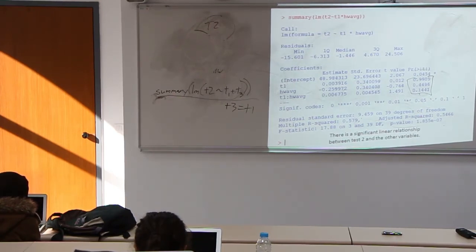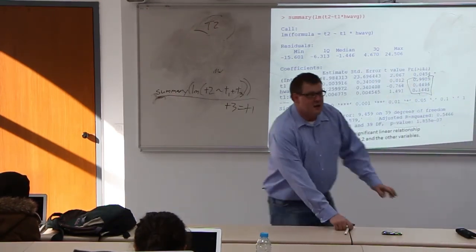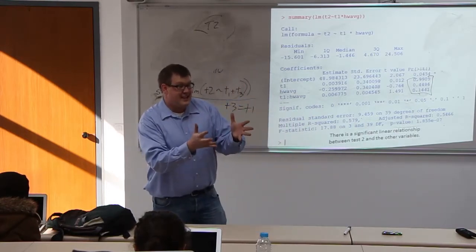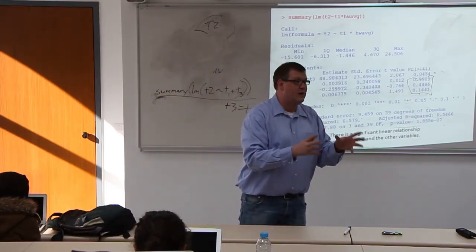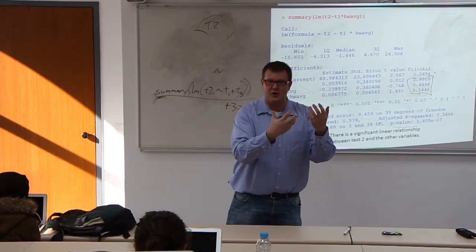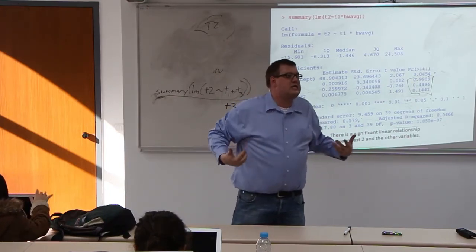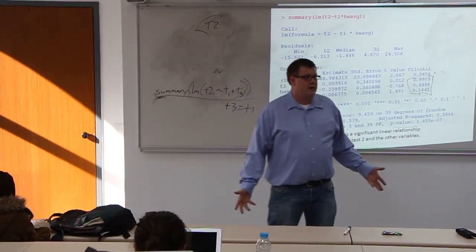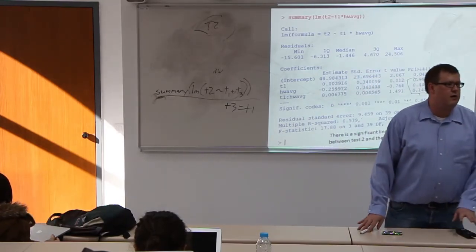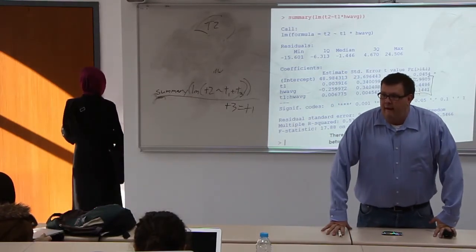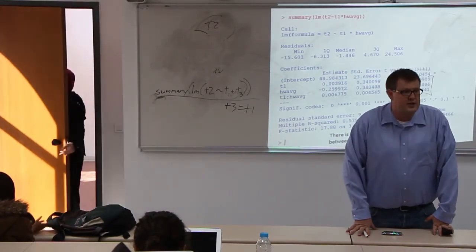Anyway, it should be nothing. There should be no relationship, because if you partial the same thing from itself, there's nothing else left. So this is a quirk of R. Questions?